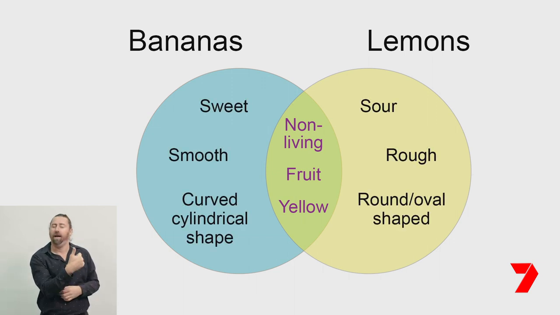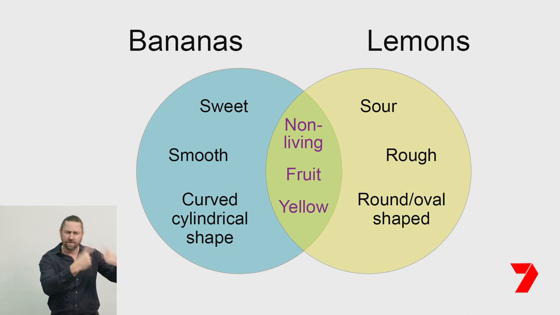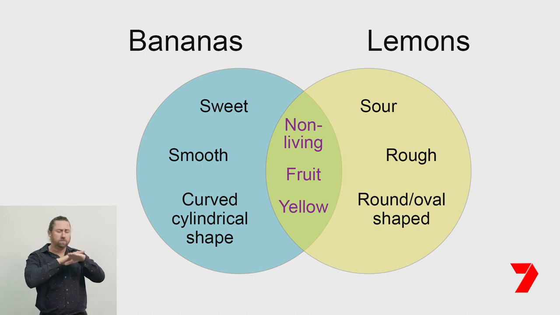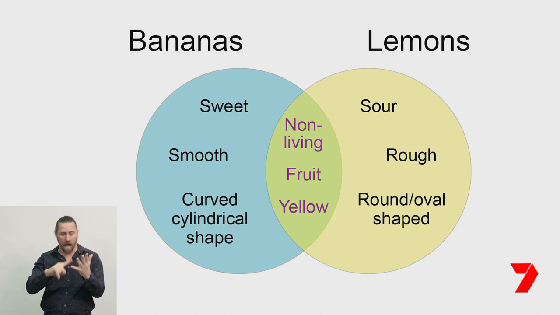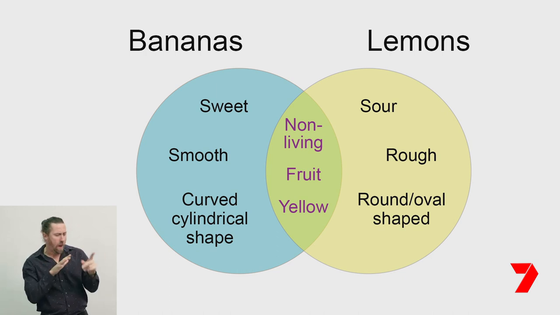How are bananas different to lemons? Remember, bananas are smooth, sweet, and have a curved cylindrical shape. So let's place these in one of the circles. Lemons are different because they are rough, sour, and round or football shaped. Our Venn diagram is now complete. We can see how this diagram has helped us to organise the information visually so that we can clearly see the similarities and differences between our two things.